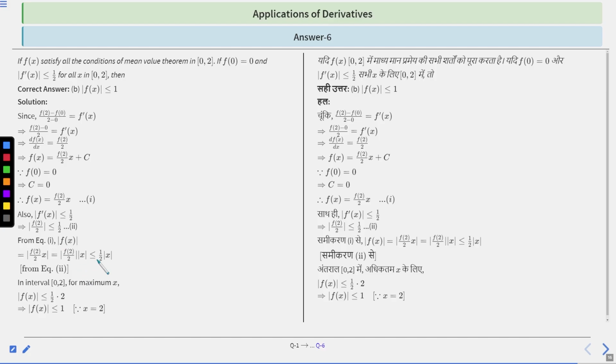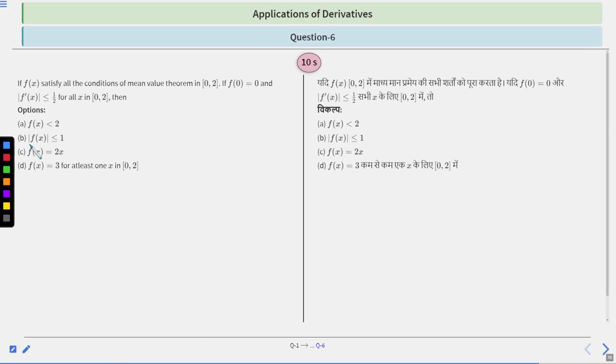Now in interval 0 to 2, for maximum x, mod f x should be less than equal to 1 by 2 into 2. Clear? Since it is increasing, the maximum value of x should be 2. Clear? Because it is mod x, the maximum value of mod x should be 2. Clear? Therefore, after solving, you will get mod f x less than equal to 1, right? Since x is equal to 2. Clear? By putting x equal to 2, right? So mod f x less than equal to 1 is the right choice. This option is given in option B. Right? So option B is the right choice, I think. Okay? Option B is the right choice.